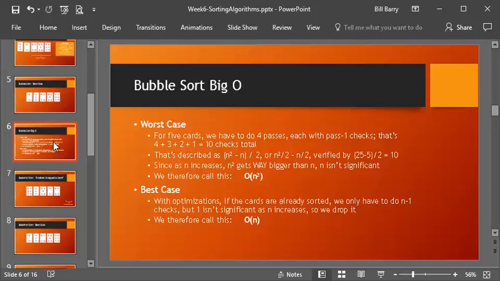Now I'm going to break the video here, and then we're going to come back and look at the next two sorting algorithms and go through those quickly and talk about their big O notation as well.